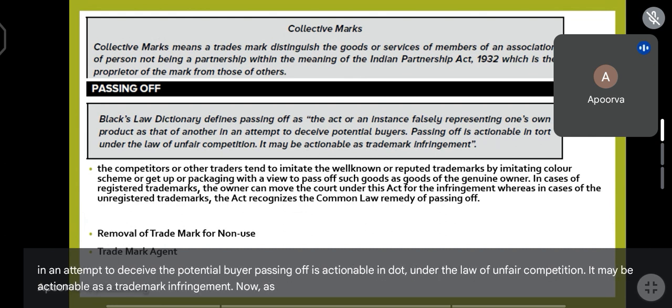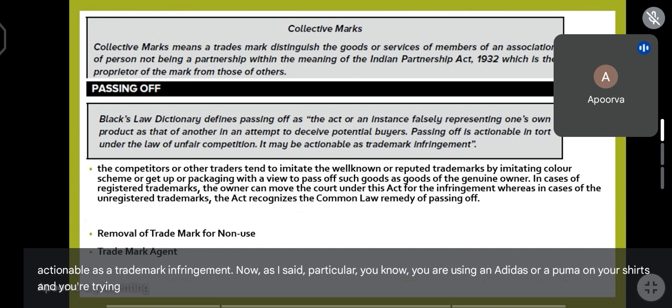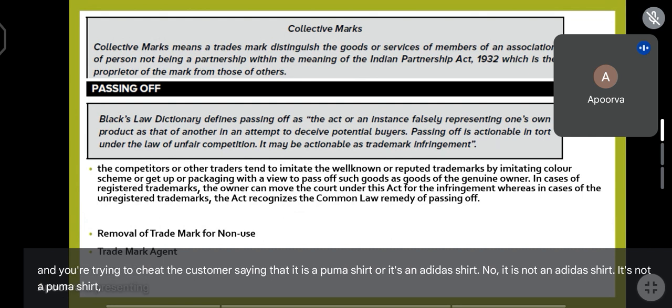Now, as I said, you are using an Adidas or a Puma on your shirts, and you're trying to cheat the customer saying that it is a Puma shirt or an Adidas shirt. It is not an Adidas shirt, it's not a Puma shirt, but you are cheating the customers and trying to sell the product.